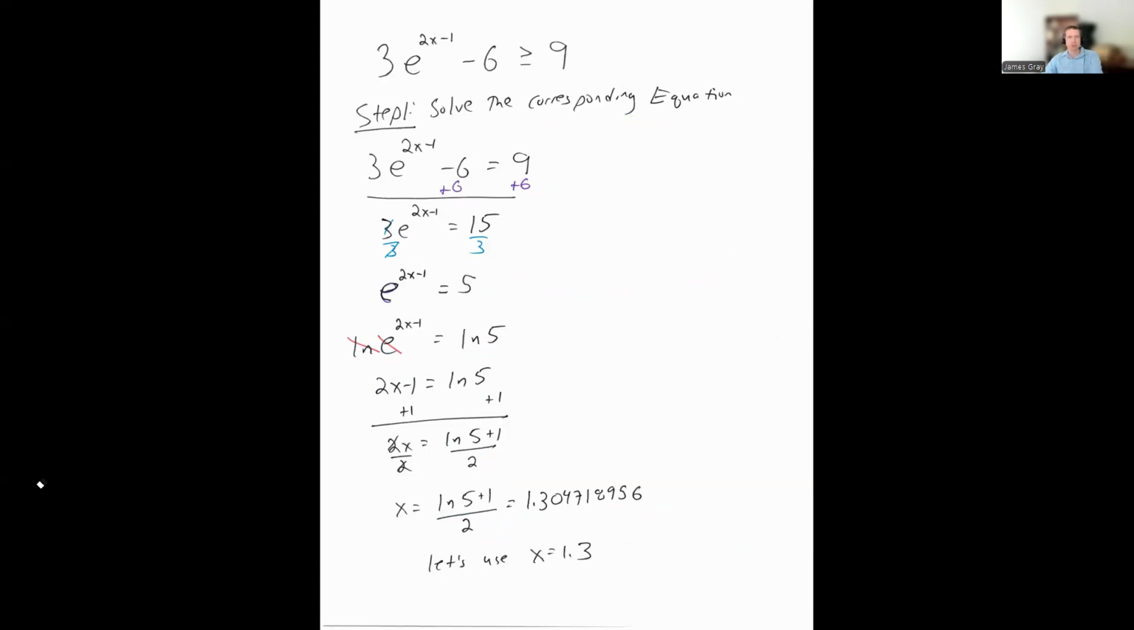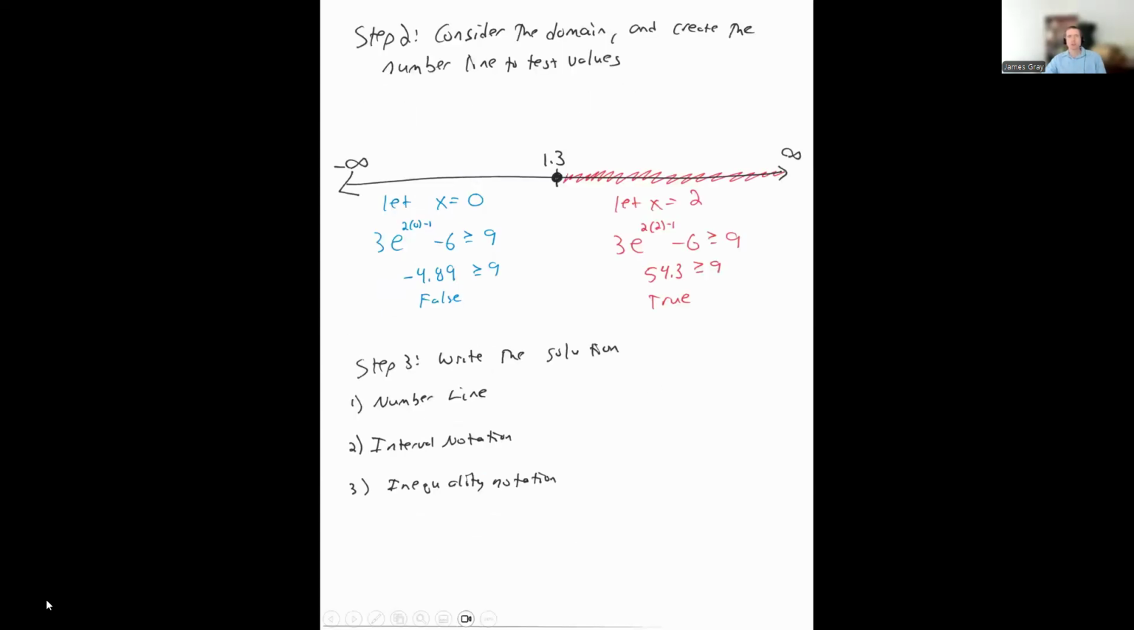Okay, so the next step. What we need to do is consider any domain issues. And for exponentials, there are no domain issues, so we don't have to consider anything for this. For exponentials, no domain issues. This means that if I take any x value and plug it into that formula in my calculator, it will always give a number back.